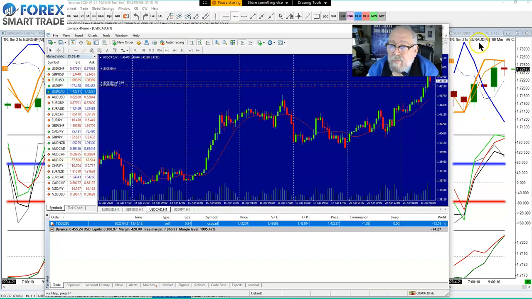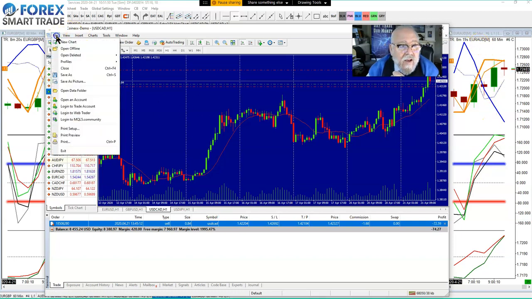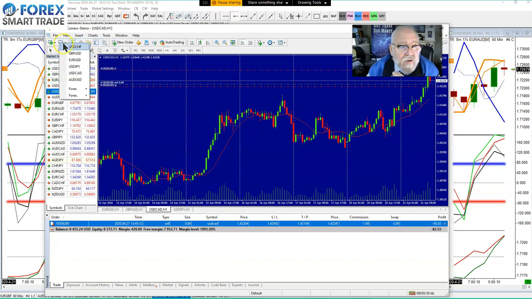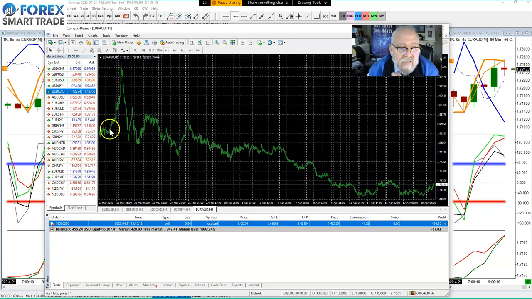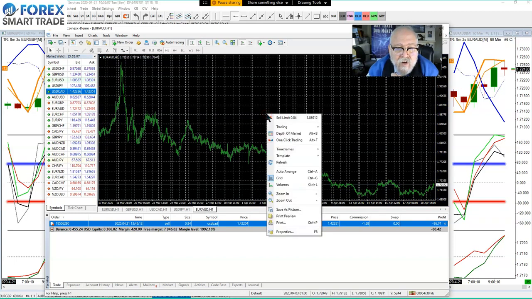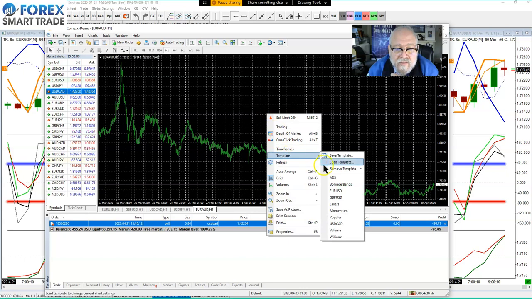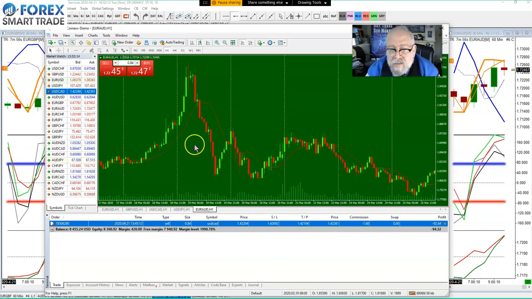I need to open up Euro AUD, file, new chart. I don't see Euro AUD here. I'm going to go to the next group. I don't see him here. I'm going to the next group. Euro AUD, here it is. I don't like this chart, so I've got some templates made, so I'm going to use one of the other templates.